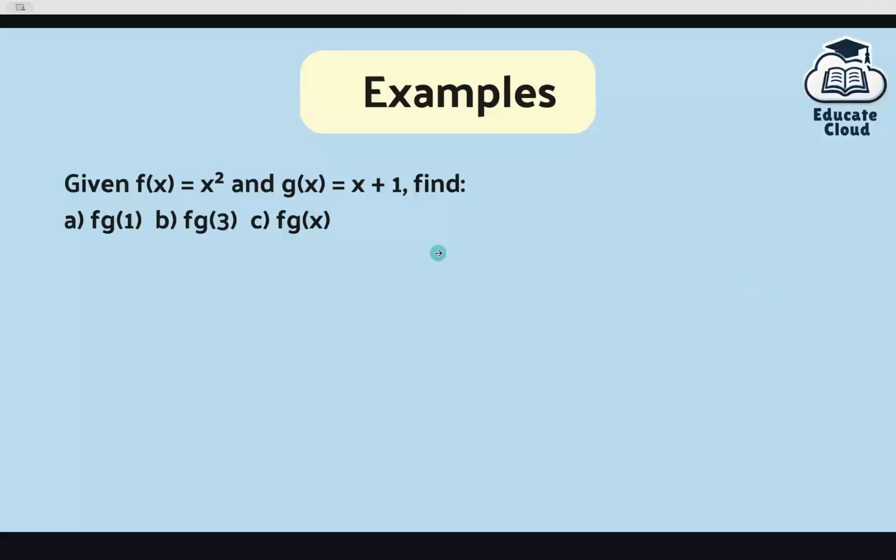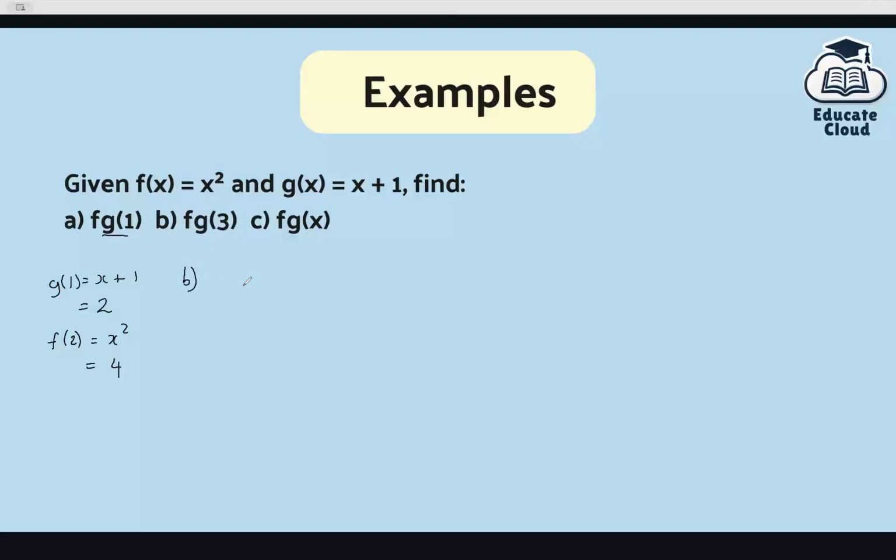So the first one is f of g of 1. So like I said, we need to do g of 1 first. g of 1 is just us putting 1 into the function g. So that's going to give me 1 plus 1, because I'm going to put 1 here, which is 2. And now I'm going to put 2 into f of x. So I'm doing f of 2 in x squared, which is just 2 squared, which is 4. Okay, so my answer for A is 4.